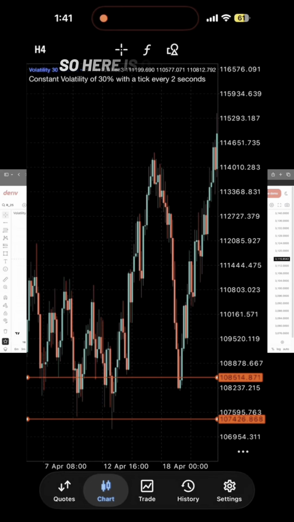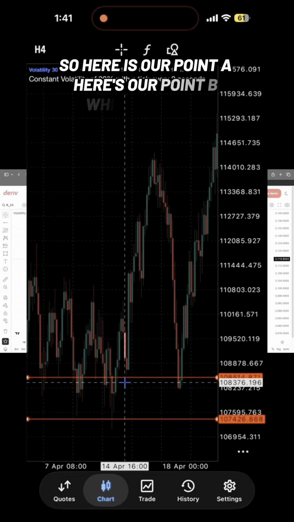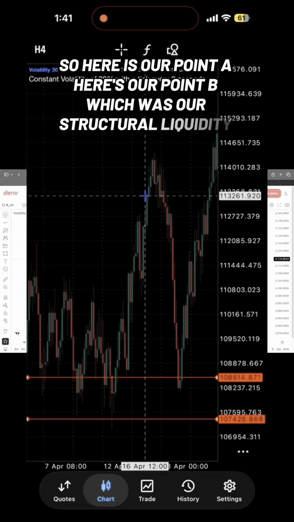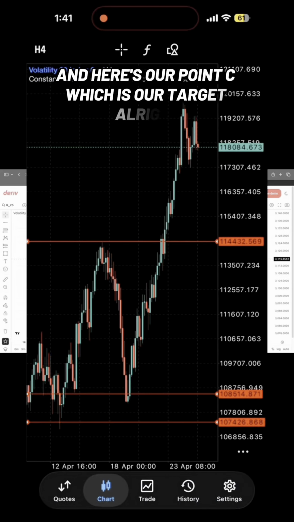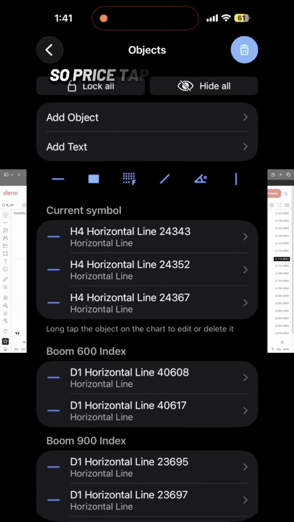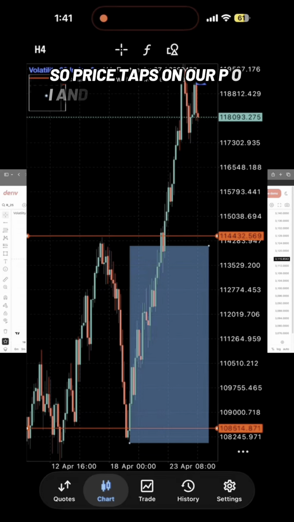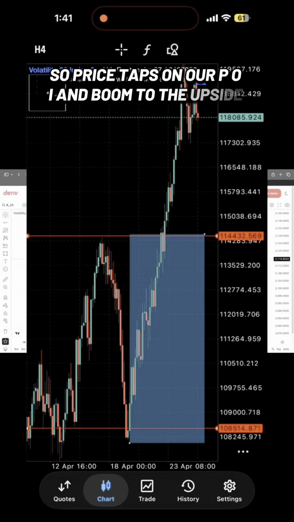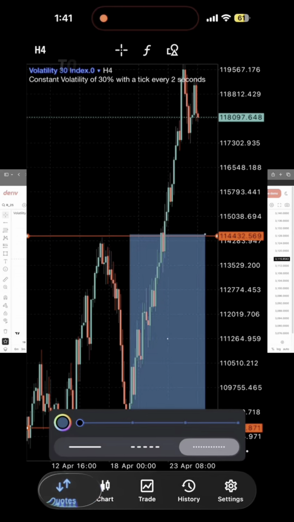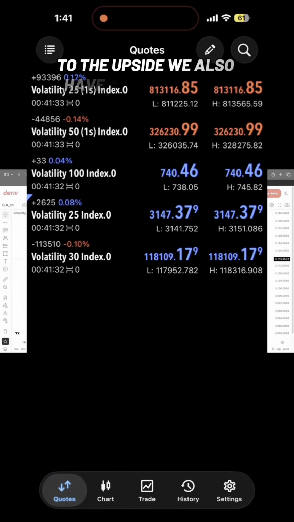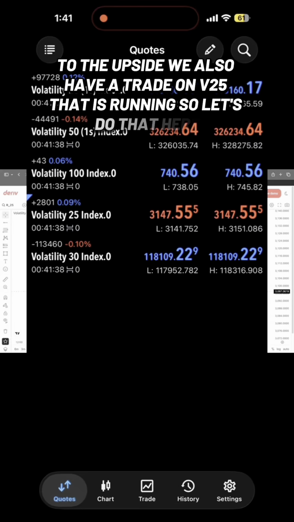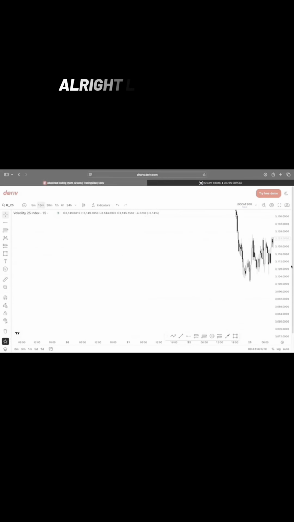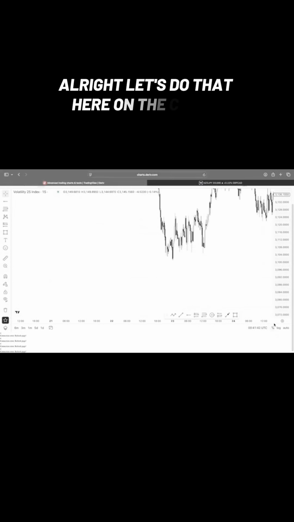All right, so here is our point A, here's our point B, which is our structural liquidity, and here's our point C, which is our target. All right, so price tapped on our POI and boom, to the upside. We also have a trade on V25 that is running, so let's do that here on the chart.